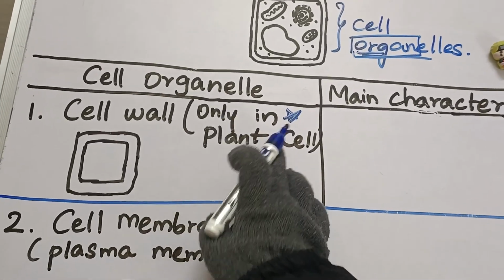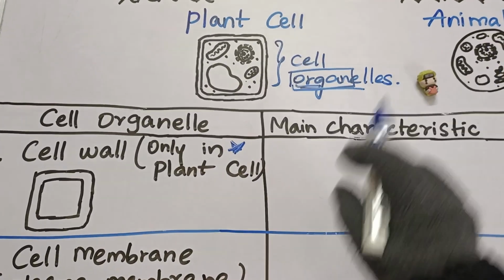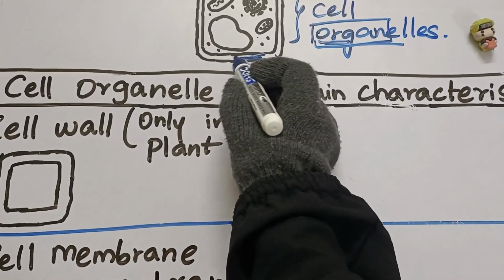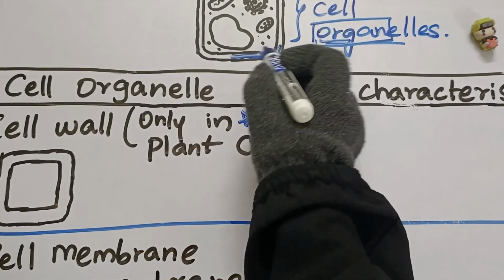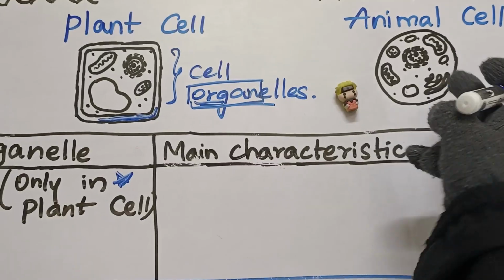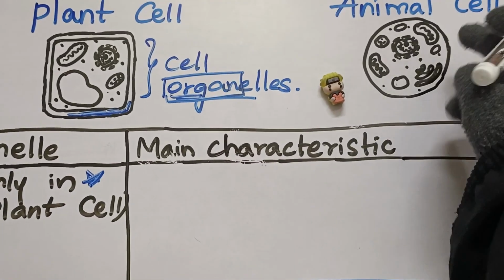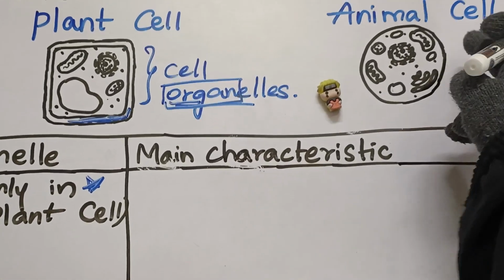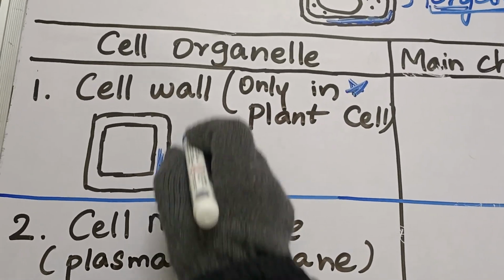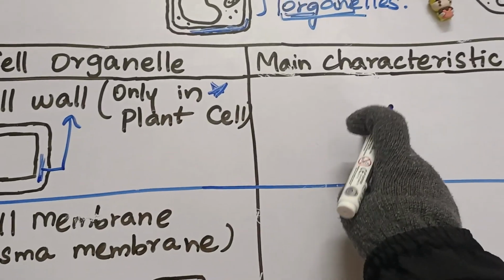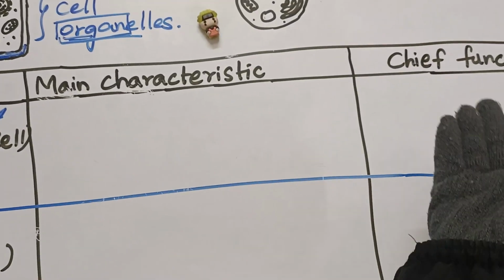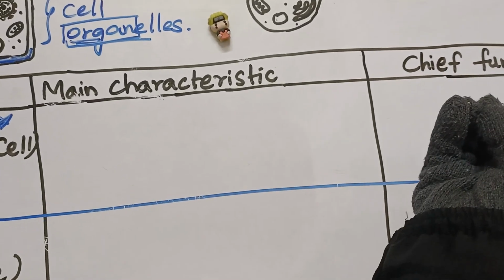Cell wall is present only in the plant cell but absent in the animal cell. If you see the plant cell here, there is one outer layer, an outer covering for the cell, whereas for the animal cell there is no outer covering. This outer layer is there, but the one extra outer wall is not there. This outer wall is known as the cell wall. So what is the nature of this cell wall and what is the chief function, the important role of the cell wall?